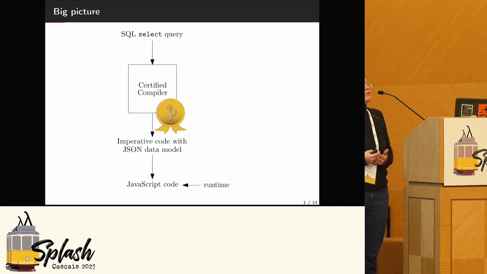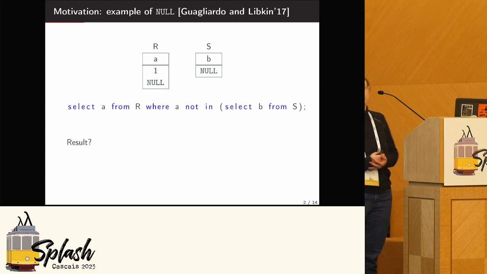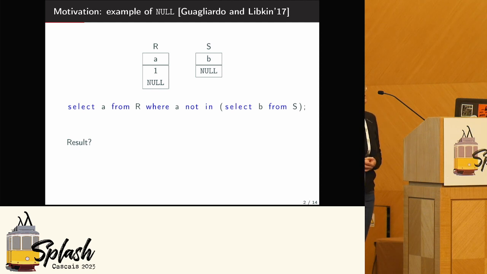So you may wonder why we want to certify something about SQL, since it's a very simple language that we teach to undergrad students. Actually, I have one example of something which may be unintuitive in SQL. In this example, we have two relations, R and S. We only have one attribute of type integer. In R, there are two values, 1 and null, and in S, only one value, which is null. And we look at this query, which selects basically the elements from R which are not in S.